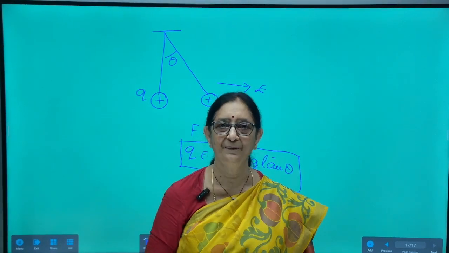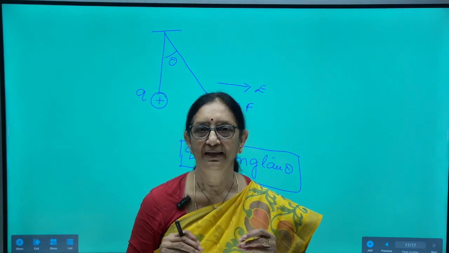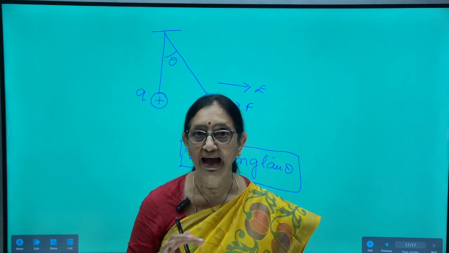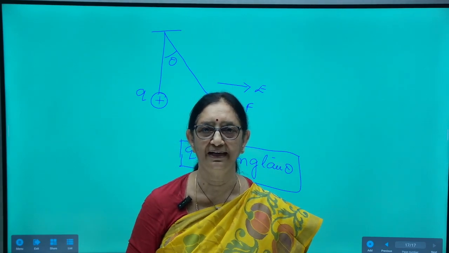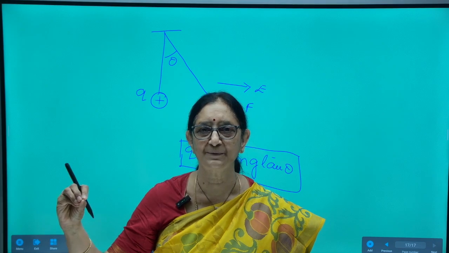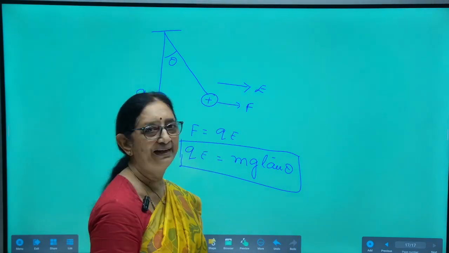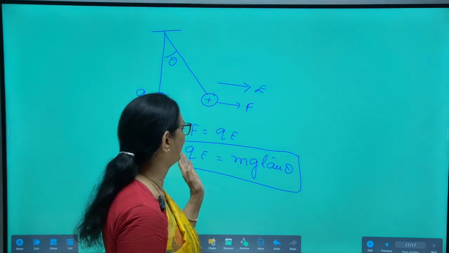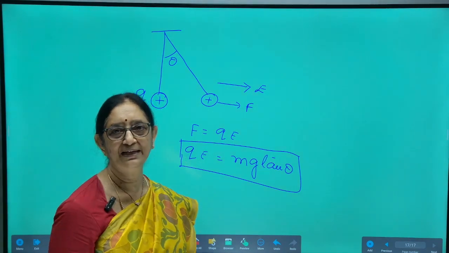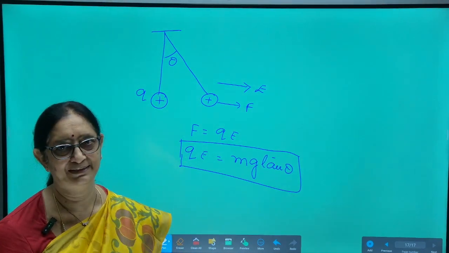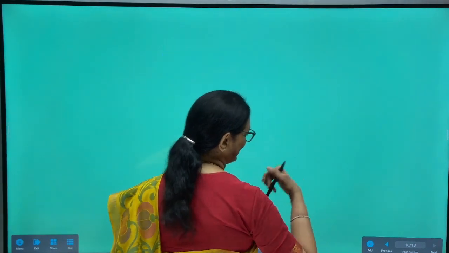So, I am repeating the problem again. A simple pendulum with a charged bob is placed in a uniform electric field acting along the horizontal direction. Then the bob experiences a force in the field direction. As a result, the pendulum is pulled aside through an angle theta. From the tangent law, F is equal to mg tan theta. F here is nothing but QE. So, QE is equal to mg tan theta. Is it okay?